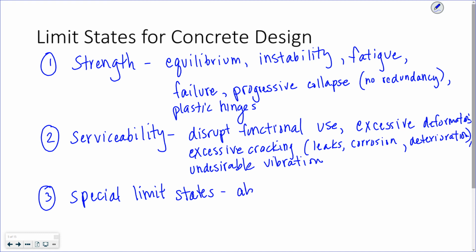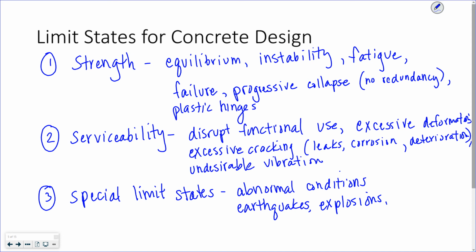These are abnormal conditions that might not be applicable, such as earthquakes, explosions, fire, vehicular collision, something that is not likely to happen unless, you know, if you live in San Francisco, you might have to design for an earthquake.